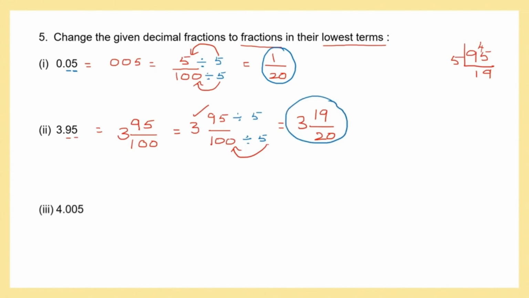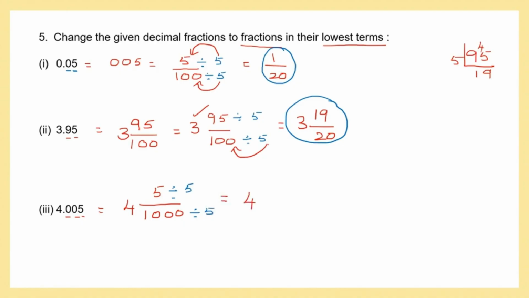Question 3. 4 is the whole number and 005 I can simply write as 5 by 1 followed by 1, 2, 3 zeros, so 5 by 1000. To reduce it to the lowest term, the whole number remains the same. I divide both by a common number. The common number is 5, which can divide both. So let's see what I get.